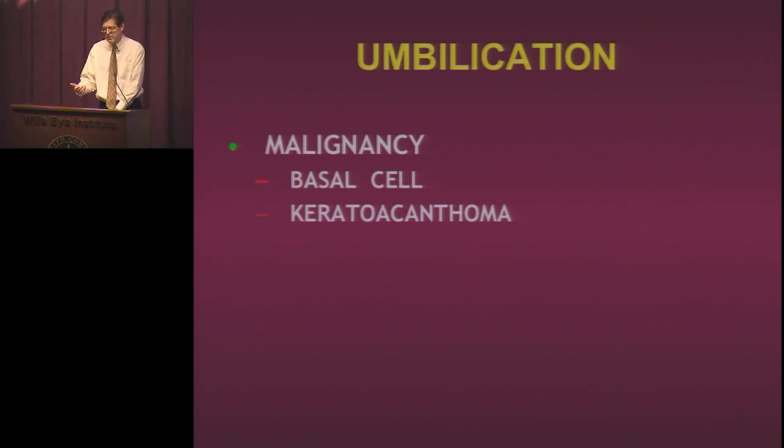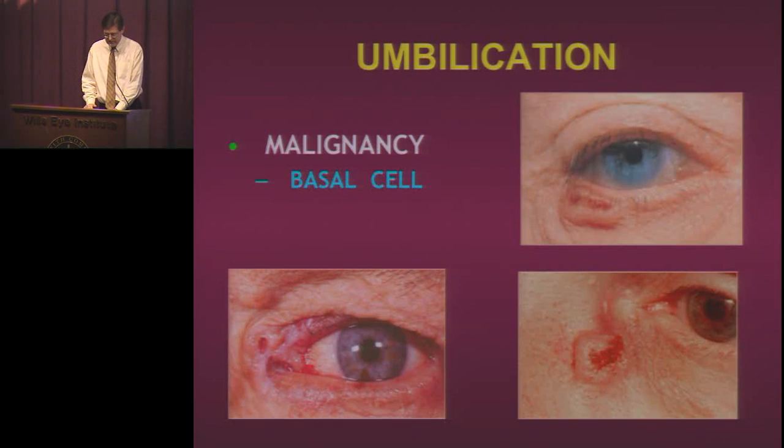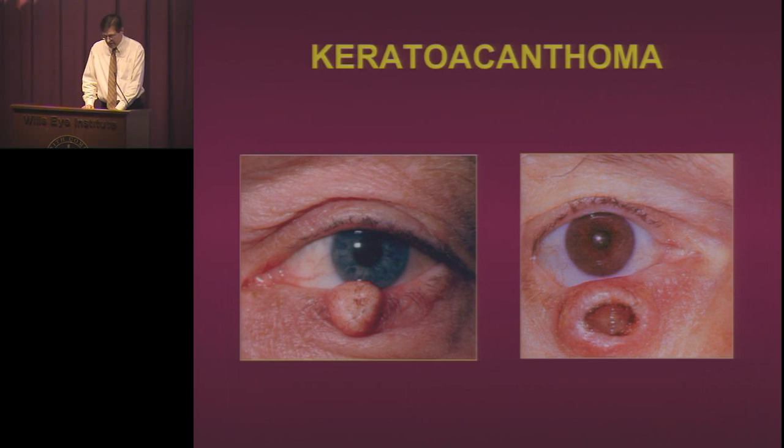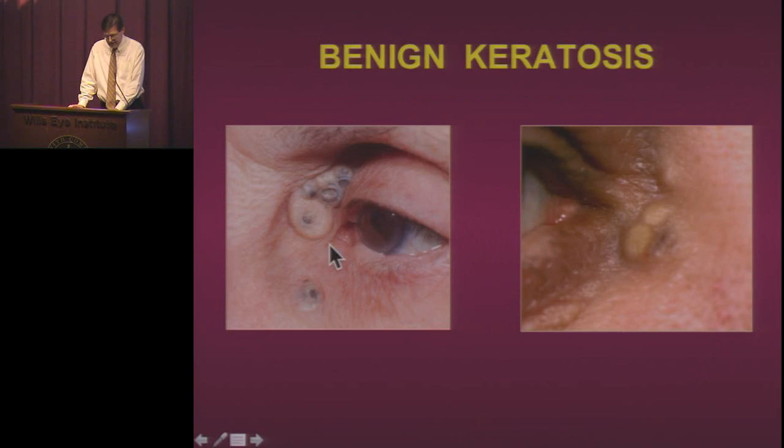Umbilication, we talked about this. Basal cell and keratoacanthoma are the bad players with umbilication. But molluscum can be umbilicated, as can some keratosis, for which we showed examples. These are all basal cells. You all recognize those. Keratoacanthomas, you'd all know something was wrong there. But molluscum can also be waxy and have umbilication, as can some keratosis. That's why I mentioned that before.